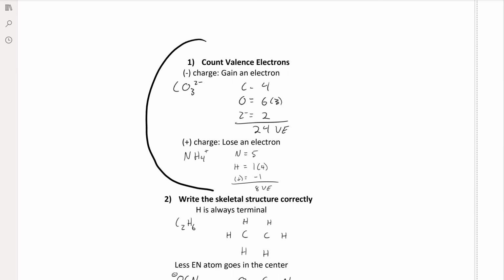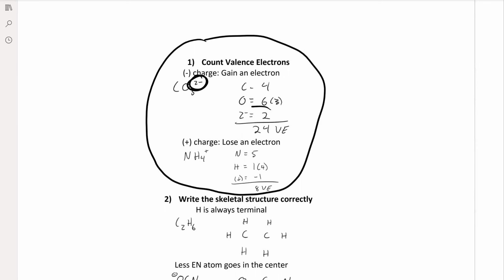Right. So our first step is to count valence electrons. Remember to not forget about the charges. So for example, this is a 2 minus, so we add extra 2 electrons. This is a +1, so we subtract 1 electron away.